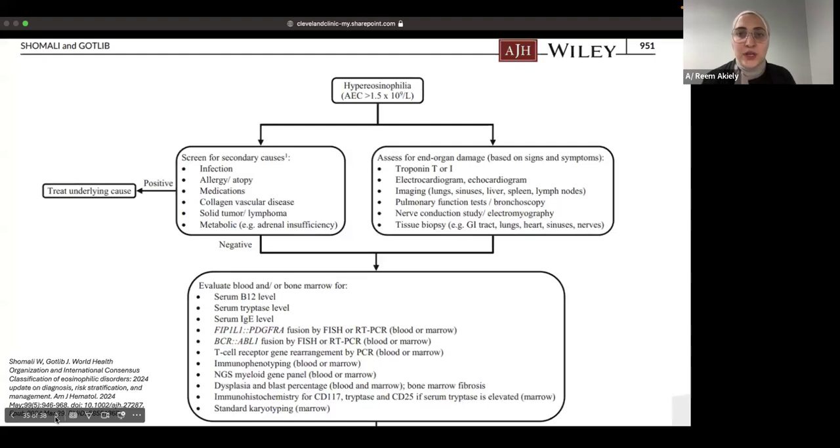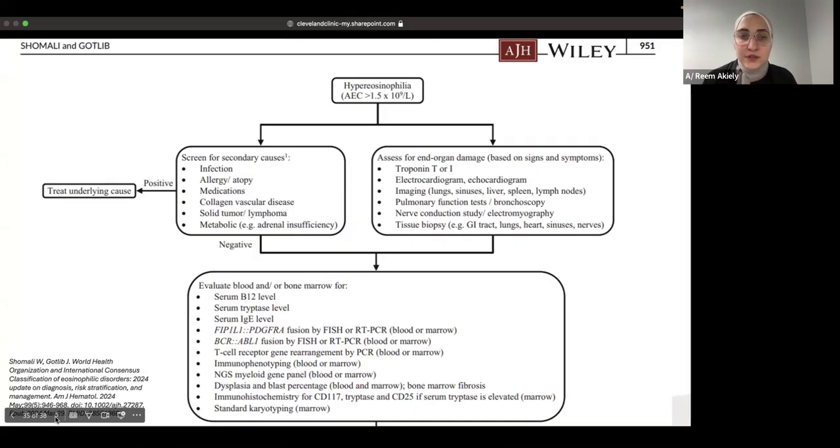That's why we started with the troponin, echo, and also considered imaging depending on the lung and other organ involvement. And with our patient, pulmonary function tests and bronchoscopy, since he started having some reactive airway disease symptoms, and if other organs are involved, like the GI tract, heart, sinuses, or nerves, to consider tissue biopsy directly.